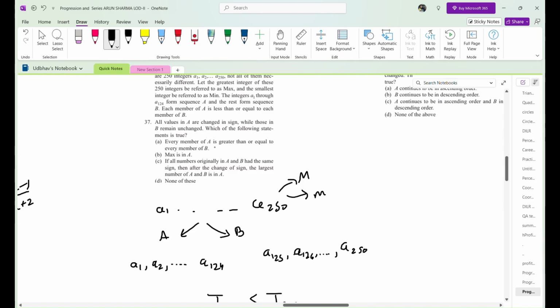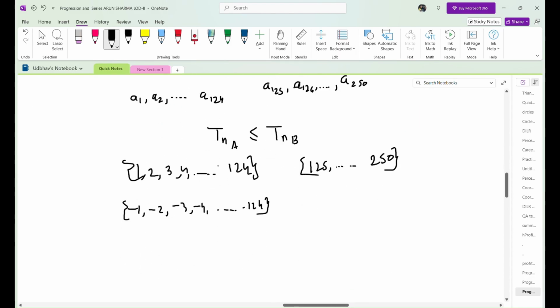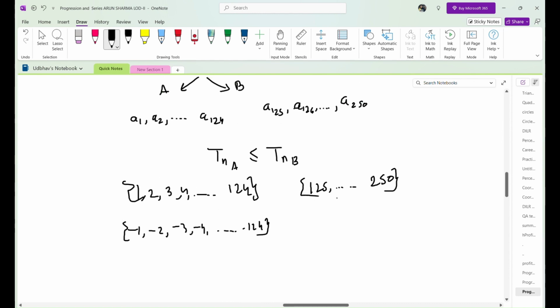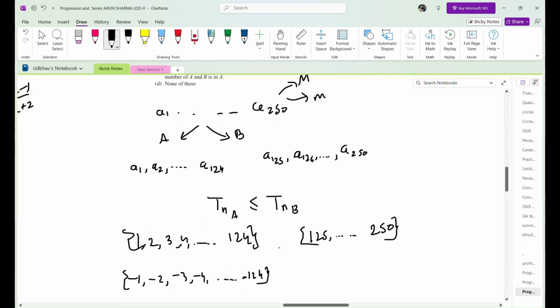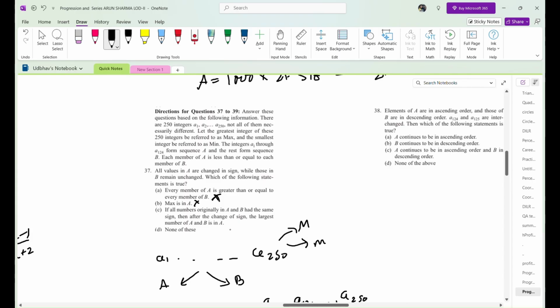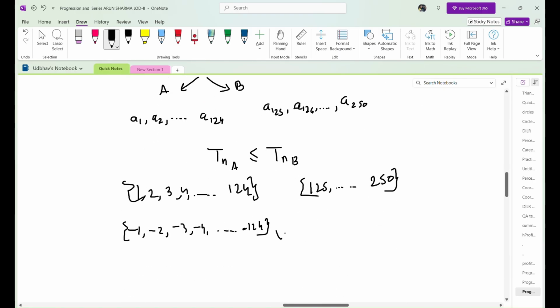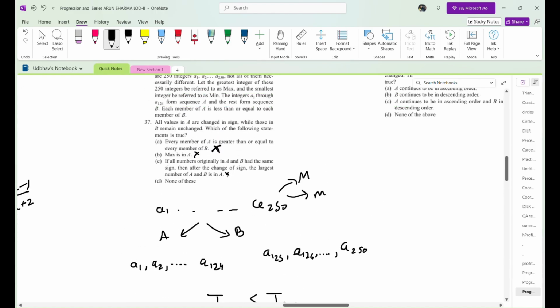Now the second option: max is in A. Before, max was in B, and here also max cannot be in A because all the numbers are negative now. If all the members originally in A and B had the same sign, after the change of sign the largest member of A and B is in A. No, it is not in A. So none of these is correct.